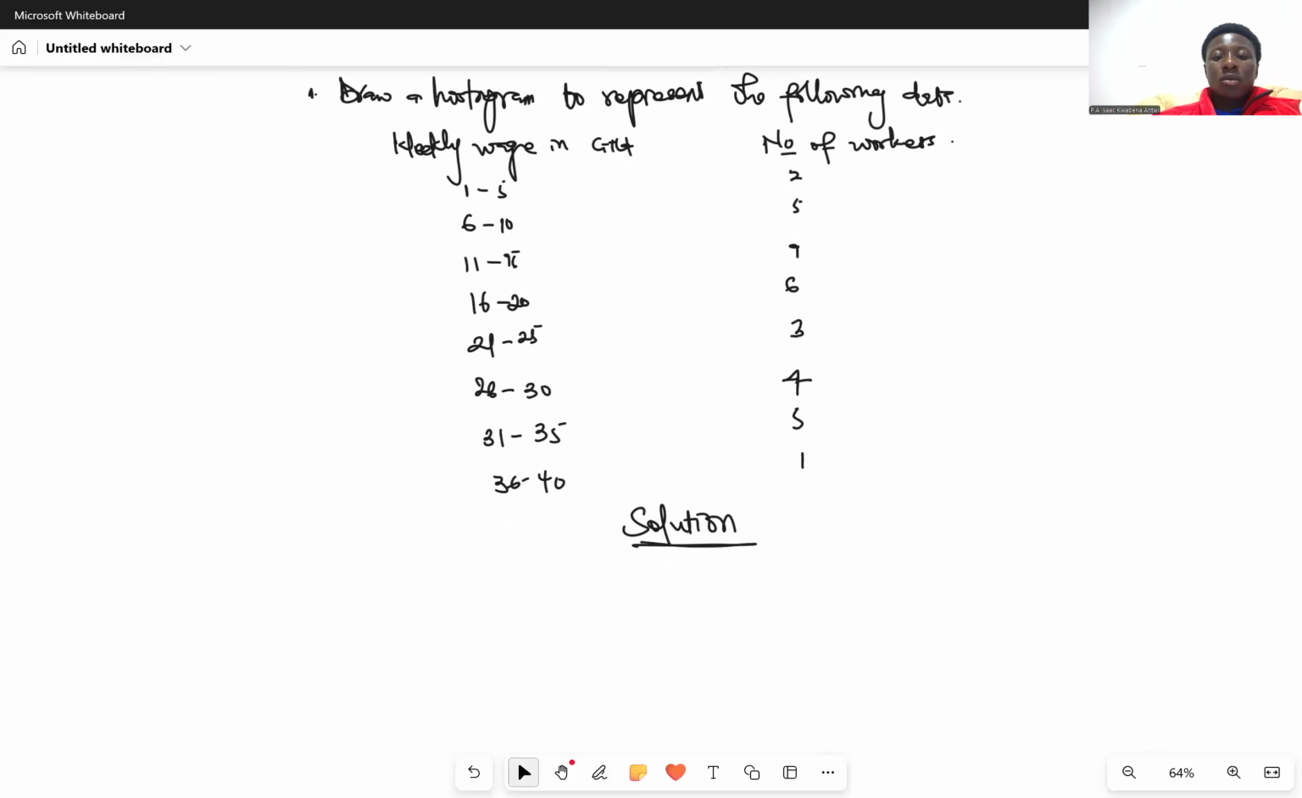Okay, so to begin, you first of all have to create a column for class boundaries.